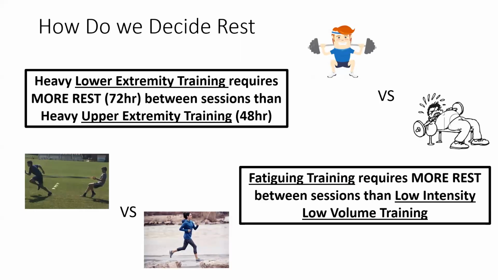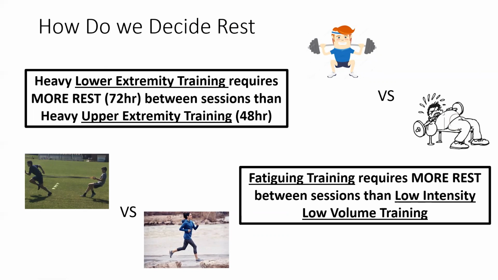And then when we're looking at rest between training sessions, lower extremity training requires more rest compared to upper extremity training. So we want to put around 72 hours between heavy lower extremity training sessions, between lower extremity 1 and lower extremity 2 for that week, and about 48 hours for upper extremity training. So your upper extremity training 1 and upper extremity training 2 should be 2 days apart. Your lower extremity at least 3 days apart. And more fatiguing training needs more rest compared to low intensity, low volume, low fatiguing training. So really think about that.